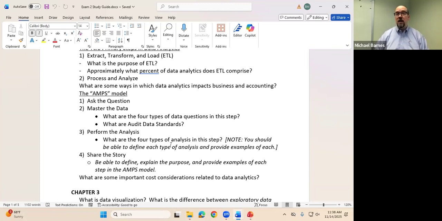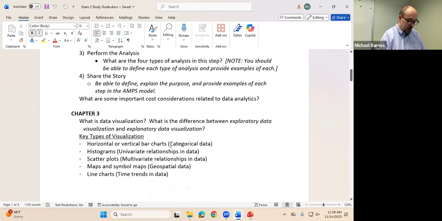Fortunately, we did multiple examples of each in class. We talked about multiple examples of each in class, in our homework, and also with our Excel activities. So you should have some exposure to that, and it should be pretty straightforward. All right, moving on to chapter 3.